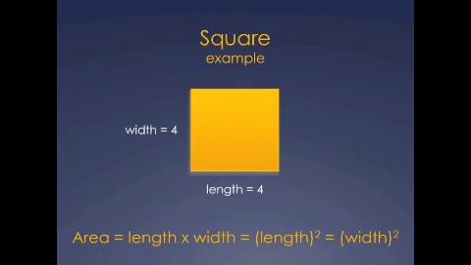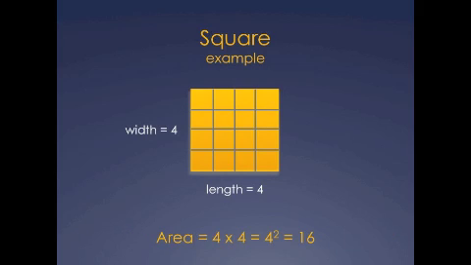Let's look at an example square. This square has a length of 4 and a width of 4. You can think of this square as having 4 rows and 4 columns, and the area of the square as being the total number of small squares that make up the large square. So the area equals 4 times 4, or 4 squared, which is 16.